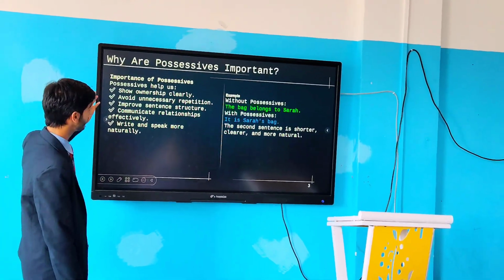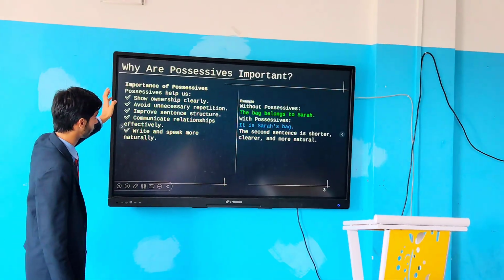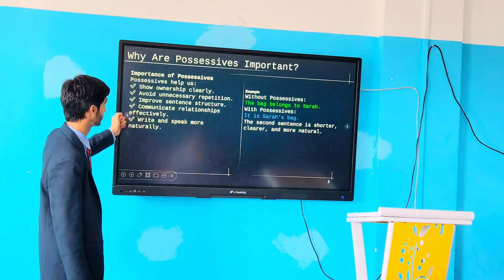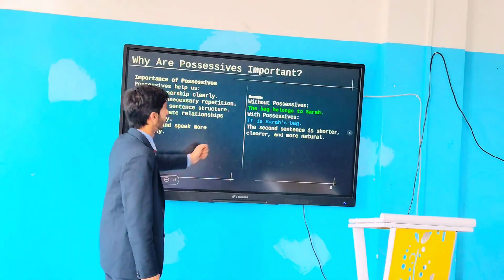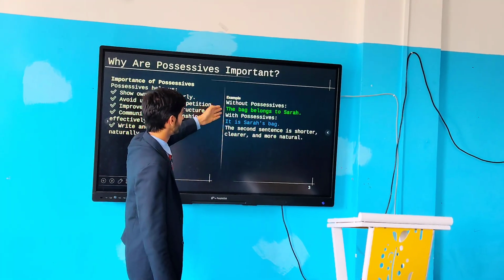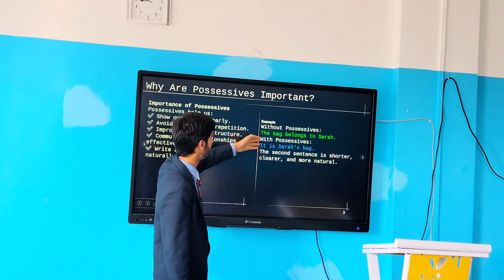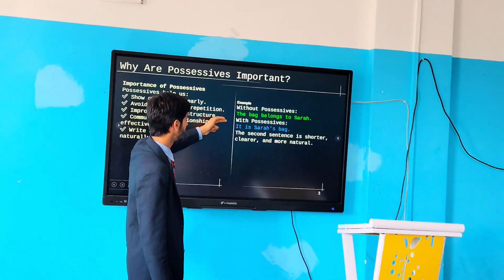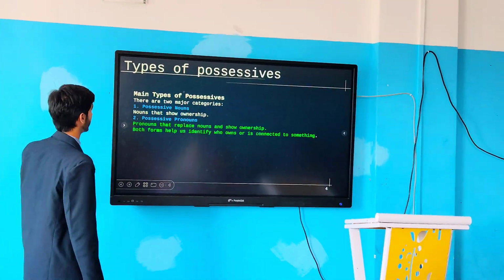After that, why are possessives important? Possessives are important to show ownership clearly, avoid unnecessary repetition, improve sentence structure, communicate relationships effectively, and write and speak naturally. Here are some examples with possessives and without possessives. The sentence without possessive is: the bag belongs to Sarah, and the sentence with possessive is: it is Sarah's bag. So the second one seems more natural and clear.